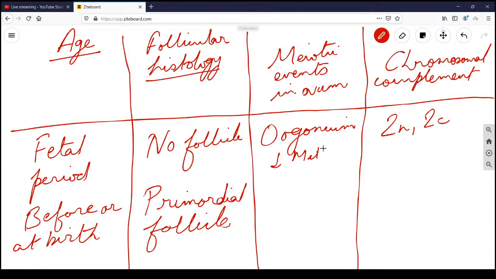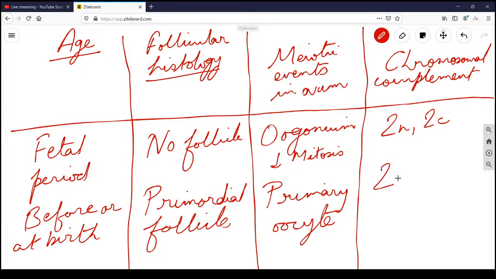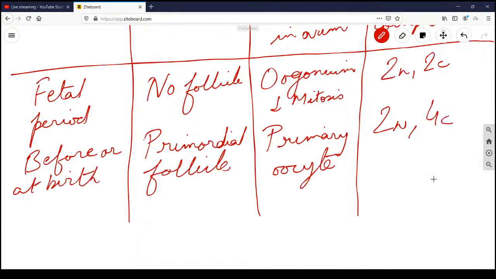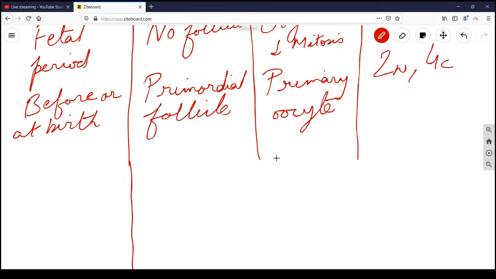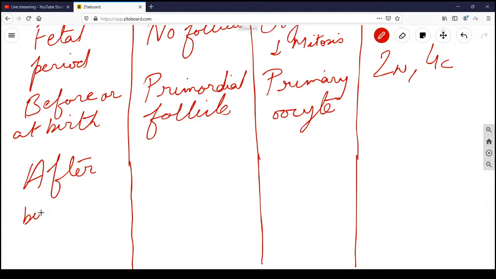Mitosis, then primary oocyte. The chromosome number is still the same, diploid, but the DNA has doubled, so it has become 4C. Now if we come further down the line, we come to after birth. After birth, the primordial follicle becomes a primary follicle directly.